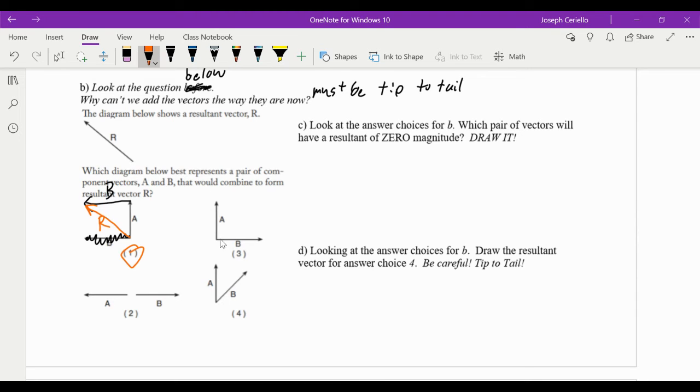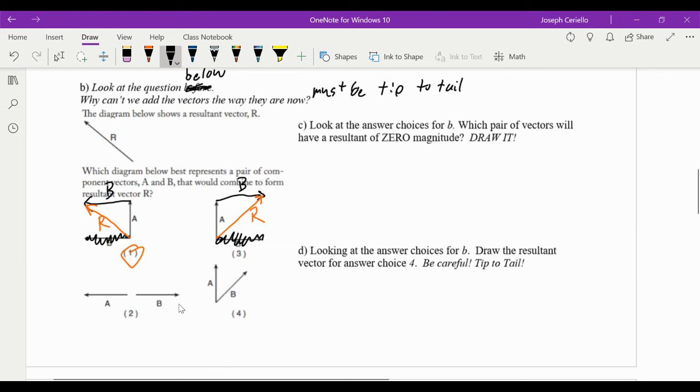So let's check out this choice here. So I'm going to erase B, point straight right, and I'm going to put it tip to tail with A, point straight right, B. My resultant goes from the tail of the first vector to the tip of the second vector, so it points up and to the right.